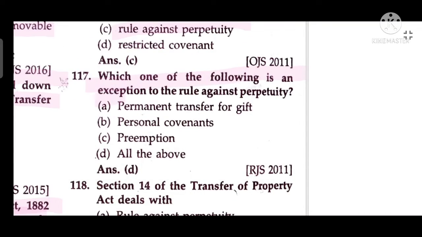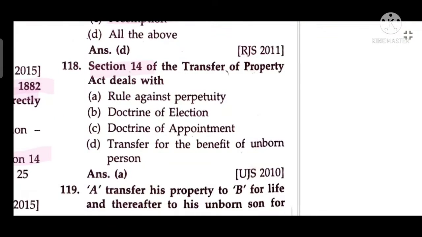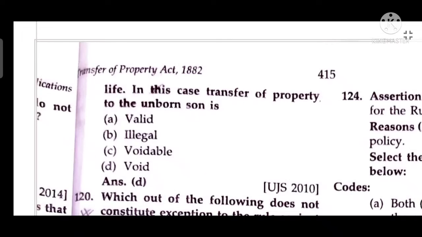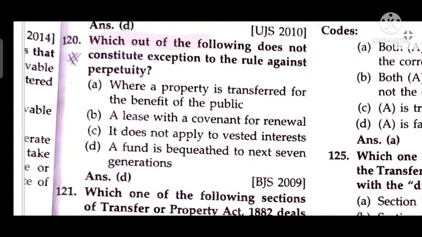Which one of the following is an exception to the rule against perpetuity? Permanent transfer of a gift, personal covenants, presumption. Section 14 of Transfer of Property Act deals with rules against perpetuity. A transfers his property to B for life and thereafter to his unborn son for life. In this case, transfer of property to unborn son is void. Which of the following does not constitute an exception to rules against perpetuity? A fund to be bequeathed to the next 7 generations.